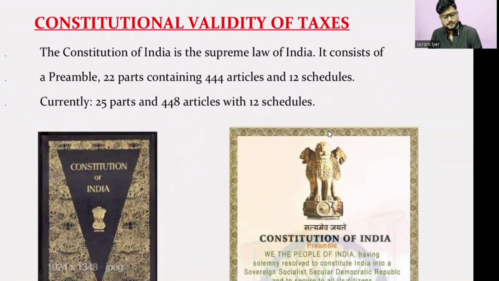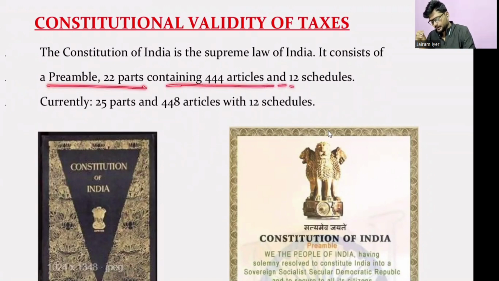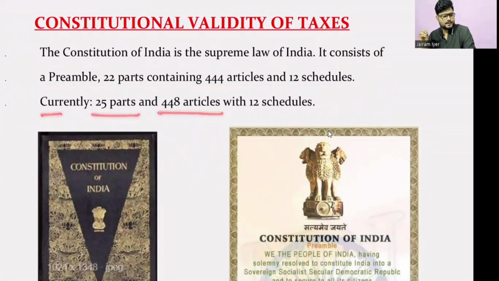or whatever rights we talk about, or whatever laws we talk about, each and everything has to be given power by this constitution. It consists of a preamble, 22 parts containing 444 articles and 12 schedules. Currently it has 25 parts, 448 articles and 12 schedules. So some more parts and some more articles have been added.